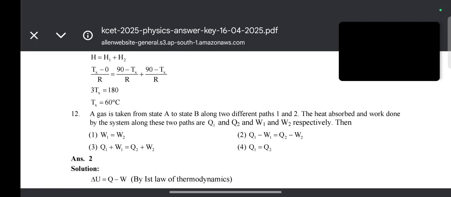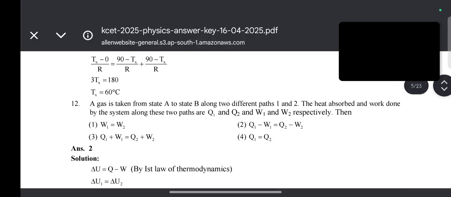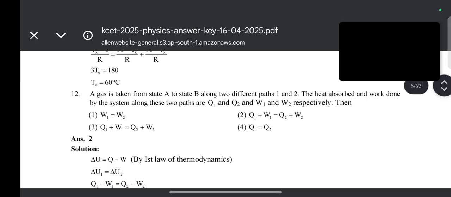Next, the 12th question: a gas is taken from state A to B along two different paths 1 and 2. The heat absorbed and work done by the system along these two paths are Q1 and Q2, and W1 and W2 respectively. Then the options are: W1 is equal to W2, Q1 minus W1 is equal to Q2 minus W2, Q1 plus W1 is equal to Q2 plus W2, and Q1 is equal to Q2.